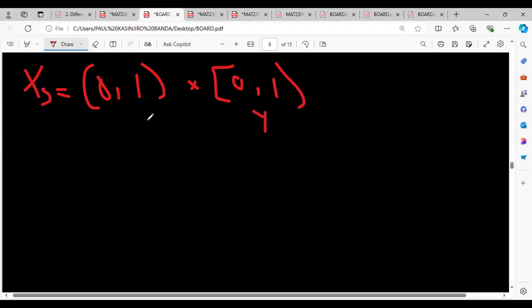So I have x5, which is equal to 0, 1. We said this first interval represents the interval in the x, right? And then we are crossing it with the interval 0, 1. Okay, and then we said this would be y, x, and then we have our z now. So our z is 0, 1. Okay, so it's very important to pay attention to the brackets that they have put here.